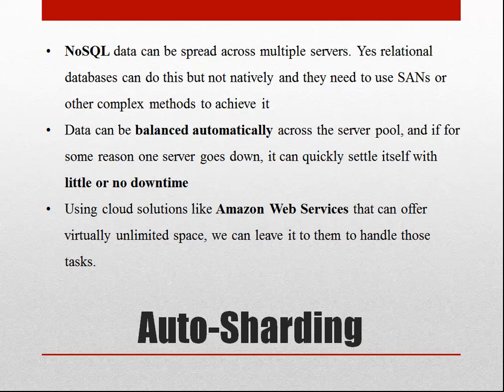Alright, so that brings us to auto-sharding. NoSQL data can be spread across multiple servers. Yes, relational databases can do this, but not natively, and they need to use something like SANs or some other complex method to achieve it. Data can be balanced automatically across the server pool, and if for some reason one server goes down, it can quickly settle itself with little or no downtime. So you have much less downtime with NoSQL.